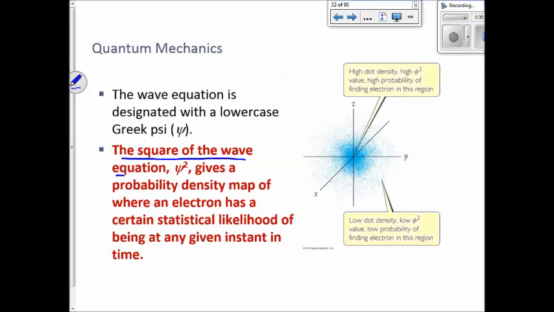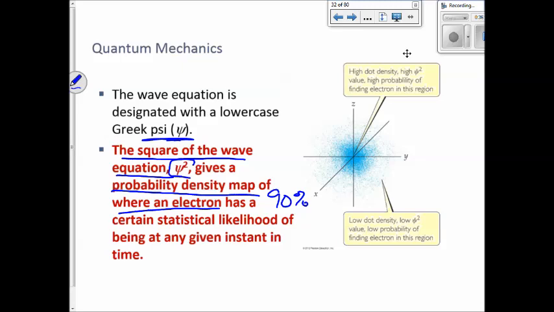Square of the wave equation. This is psi, the Greek symbol psi. It gives a probability density map of where an electron has a certain statistical likelihood, basically 90% likelihood of where it's going to be. Now, the graph over to the right is like an elapsed time graph of where the electrons have moved and been mapped.